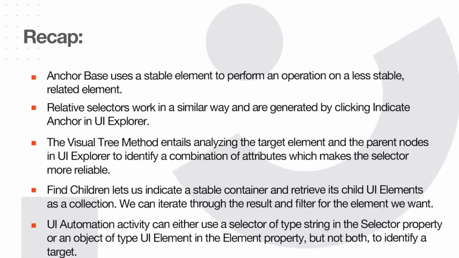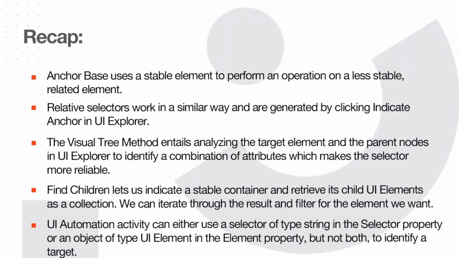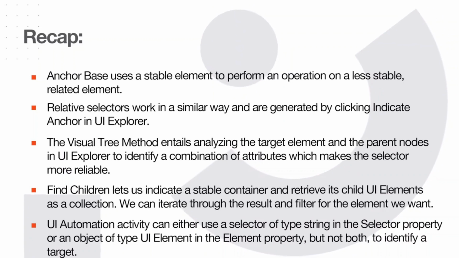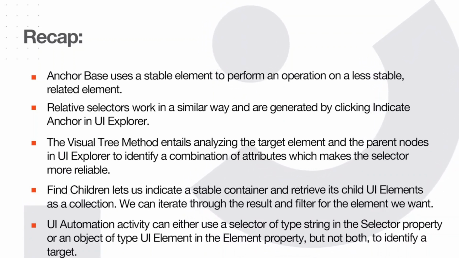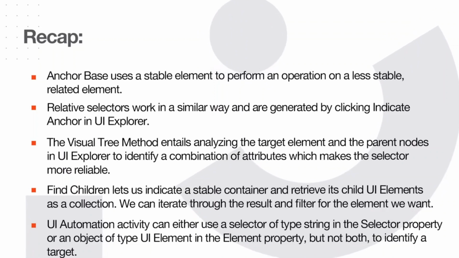Anchor base uses a stable element to perform an operation on a less stable related element. Relative selectors work in an equivalent way and are generated by clicking Indicate Anchor in UI Explorer. The visual tree method entails analyzing the target element and the parent nodes in UI Explorer to identify a combination of attributes which makes the selector more reliable. And find children lets us indicate a stable container and retrieve its child UI elements as a collection. We can iterate through the result and filter for the element that we want.